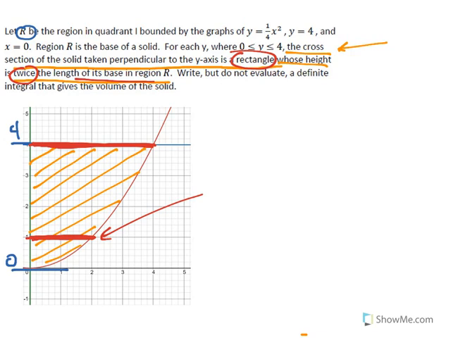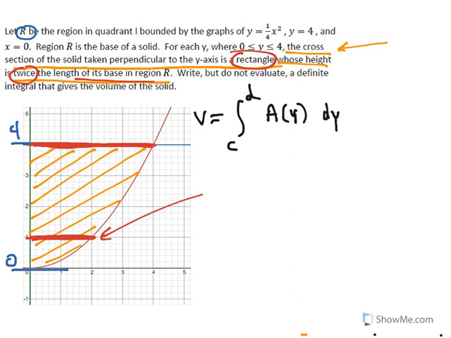We need to have a function of y that will give us the area of each cross-section. And why do we need a function of y that will give us the area of each cross-section? Because as we learned, the integration formula for finding the volume of this type of solid is the definite integral from c to d of the integrand, which is a function of y that would give you the area of each cross-sectional surface.